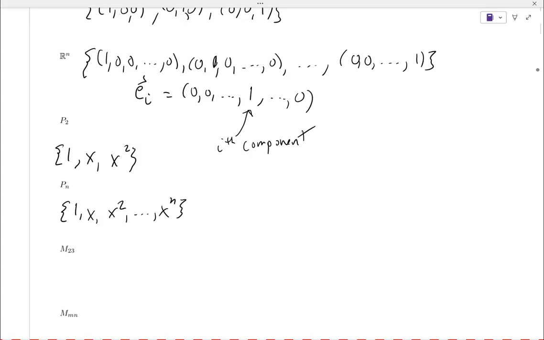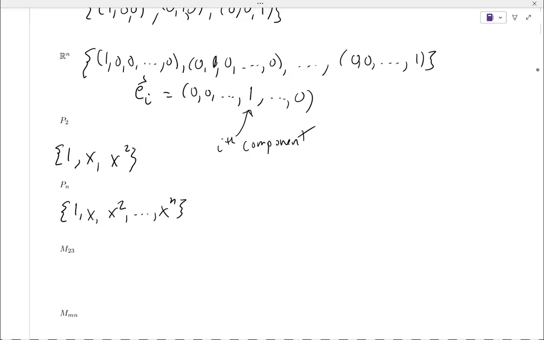All right, so notice that in R3, we needed 3 things to generate, right? I had to generate the first component, second component, third component. Rn is just an extension of that. In P2, I need to generate 3 things as well, right? Then I generate a constant, an x and an x squared term. Or starting counting with 0, it's a degree 0 term, a degree 1 term, a degree 2 term, right?